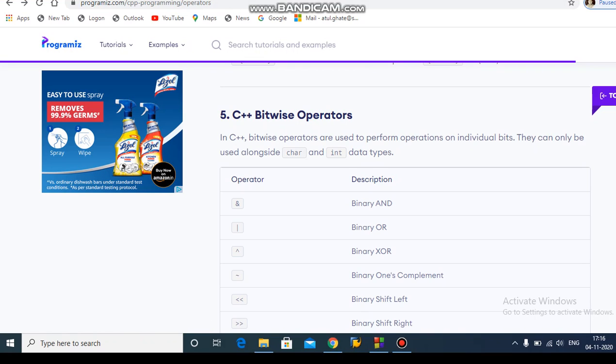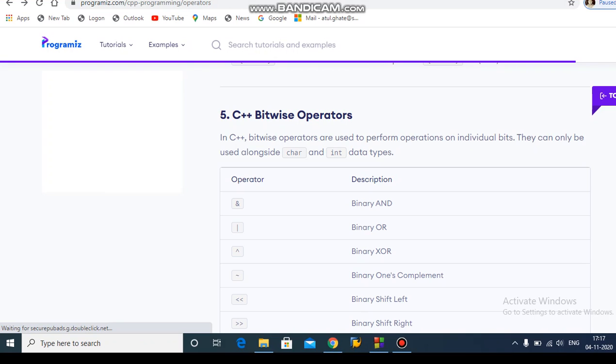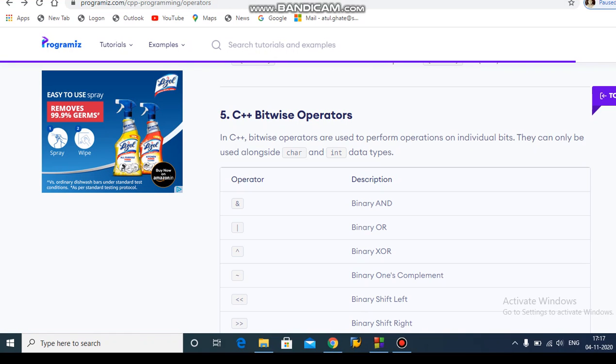Now we also know about the computer. The computer consists of only binary digits. It cannot understand your high level language, your source code. So the arithmetic and logical operations perform only bit by bit calculation. These operators are helpful for calculating these bit operations. A bitwise operator can only be used alongside char and int data types. This is very important.